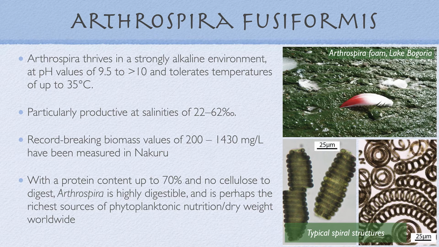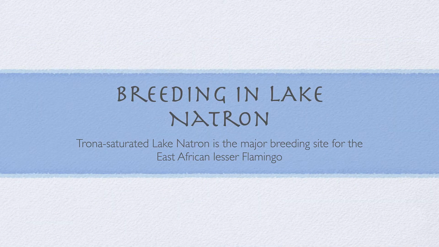The images on the right are showing you how dense that bloom can be. This is from Lake Bogoria, where you can see a rather impressive Arthrospira foam, and you can see its typical closed and more open spiral structure that's characteristic of this particular species of phytoplanktic cyanobacteria. And of course, this has the idealized dimensions to be captured by the baleen structure in the filtering apparatus of the flamingo beak.